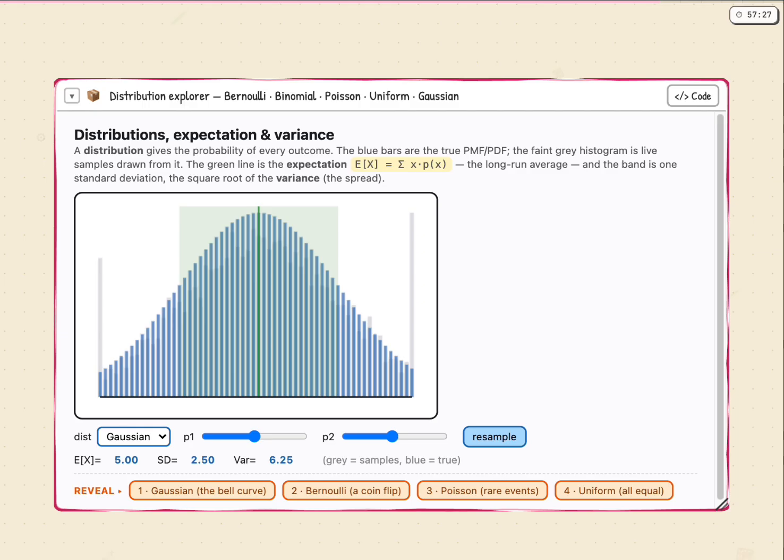The blue bars here are the true probabilities. The faint gray histogram is real samples drawn from that distribution, random draws piling up to match the shape. Let me show you the family.